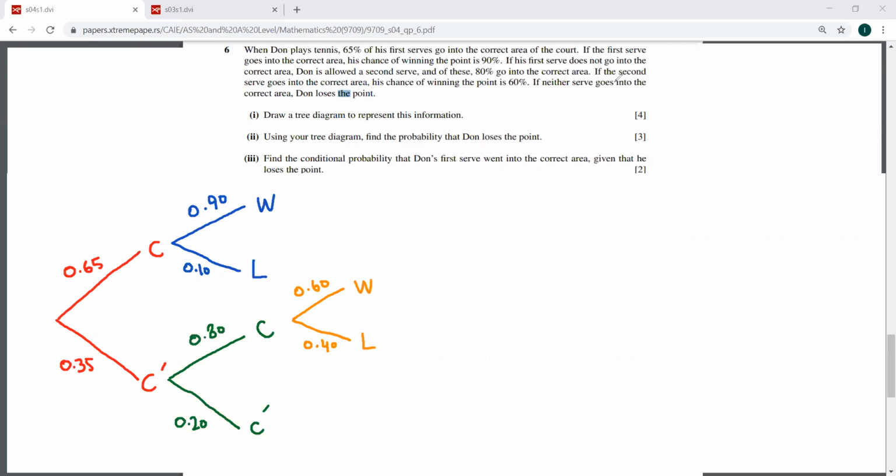At the end it says if neither serve goes into the correct area, Don loses the point. So that means it is quite sure that he'll be losing the point here. There's just one option here, losing, so you will be writing 1 here. Got it? Any question regarding this tree diagram?